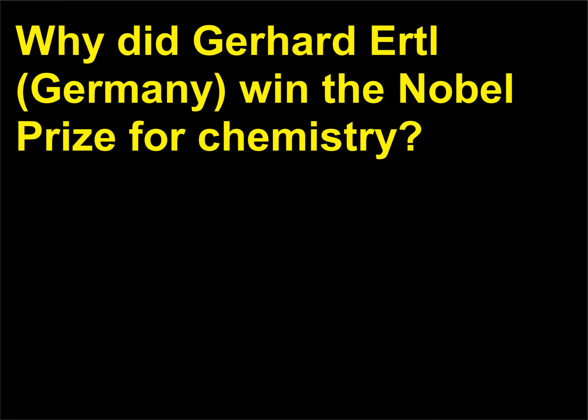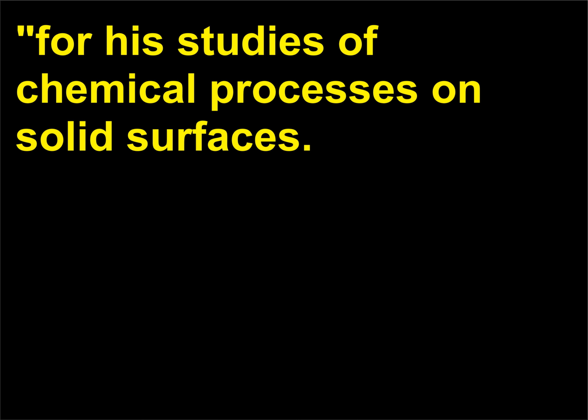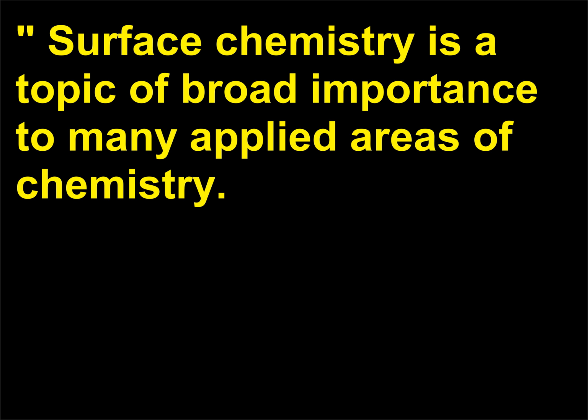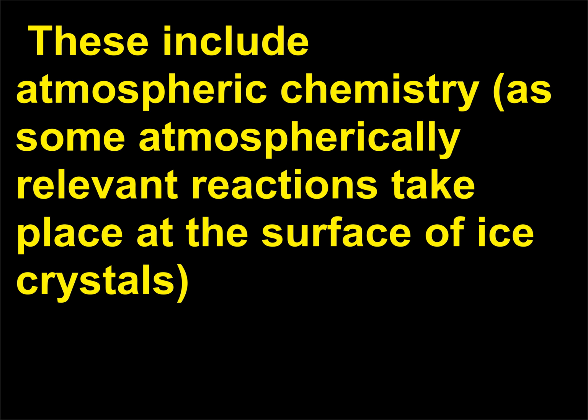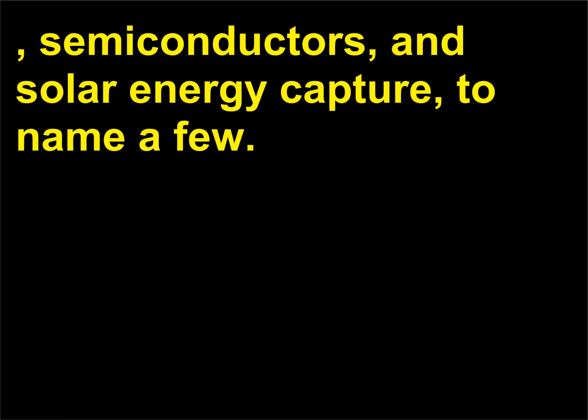Why did Gerhard Ertl, Germany, win the Nobel Prize for Chemistry? For his studies of chemical processes on solid surfaces. Surface chemistry is a topic of broad importance to many applied areas of chemistry. These include atmospheric chemistry, as some atmospherically relevant reactions take place at the surface of ice crystals, semiconductors, and solar energy capture, to name a few.